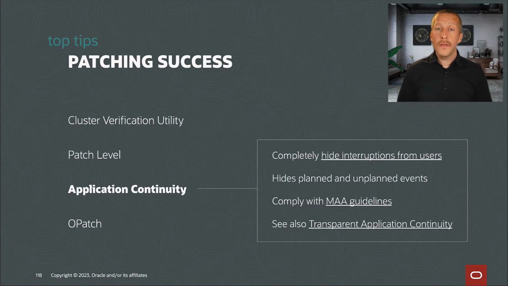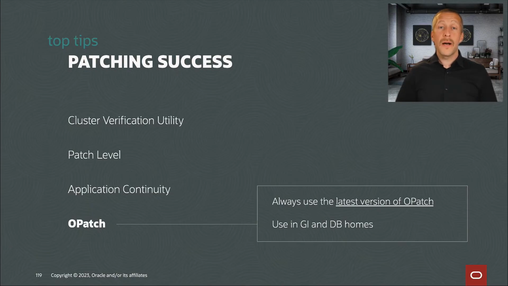Also, implement application continuity. It is a really good way of hiding both planned and unplanned events from your end users. Again, here I'll refer to the maximum availability architecture. They have really good examples on how to implement either application continuity or transparent application continuity. The final advice is about OPatch. You should always use the latest version of OPatch, like with the database. And I recommend that you use the same version of OPatch in your GI and in your database home.